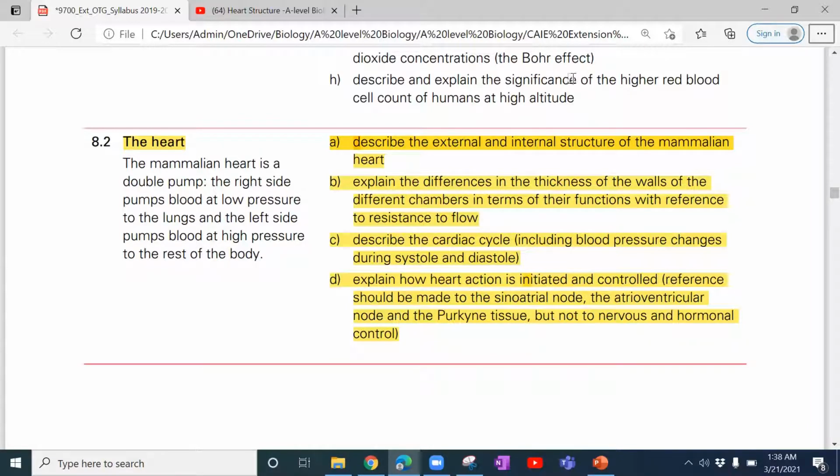In today's lesson, we are going to discuss objective 8.2 from chapter number 8, Transport in Mammals. The objectives are: describe the external and internal structure of the mammalian heart; explain the differences in the thickness of the walls of different chambers in terms of the functions with reference to resistance to flow; describe the cardiac cycle, including blood pressure changes during systole and diastole; explain how heart action is initiated and controlled. Reference should be made to the Sinoatrial Node, the Atrioventricular Node, and the Purkinje tissue, but not to the nervous and hormonal control. So let's move on to the slides then.